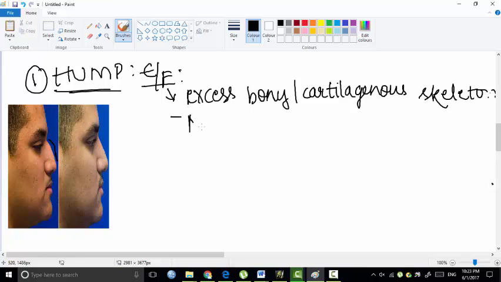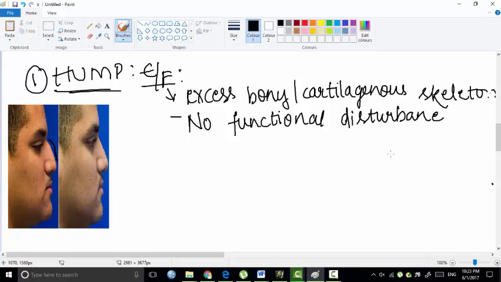Generally, no functional disturbance is seen, right? Generally no functional disturbance is seen, so there are no clinical features because there is no disturbance at all. So what do we do for it? It's just a cosmetic problem.